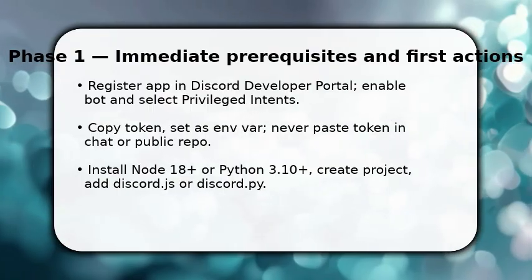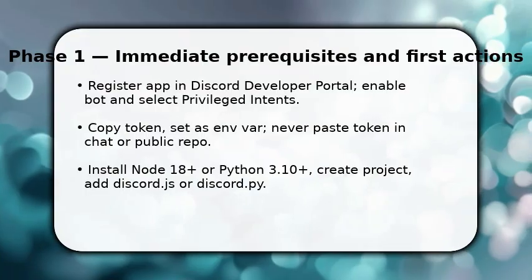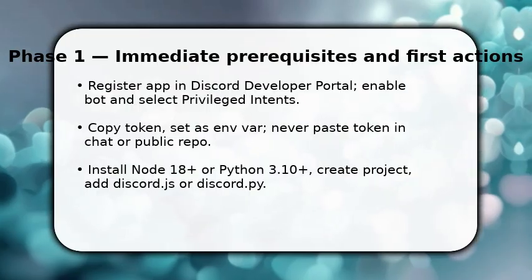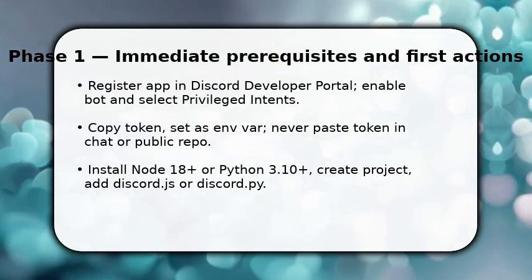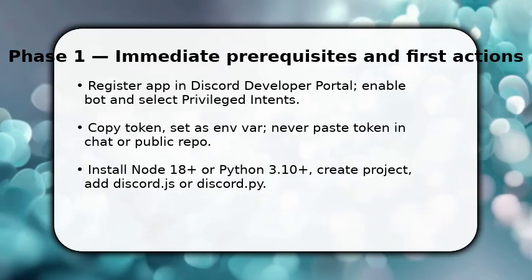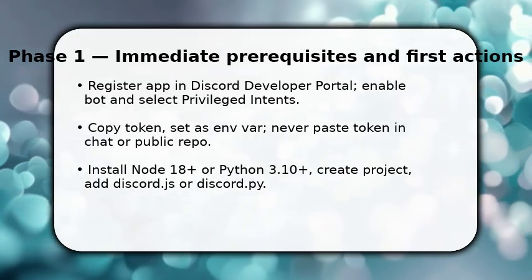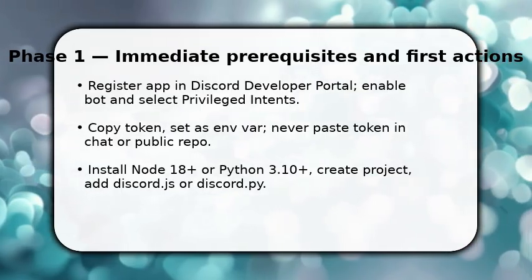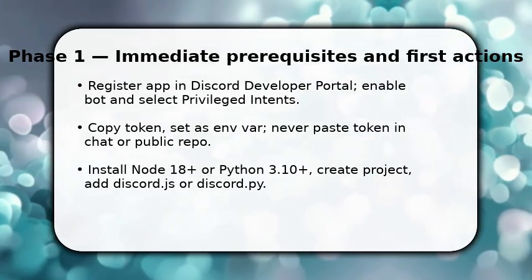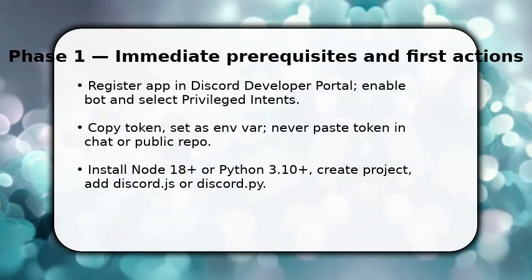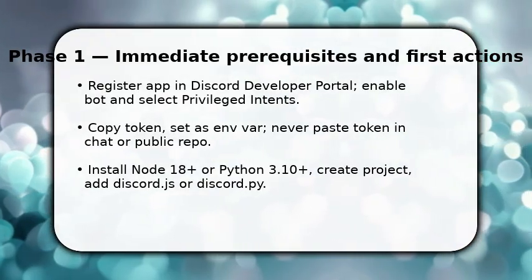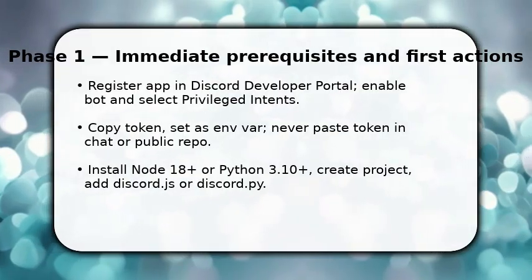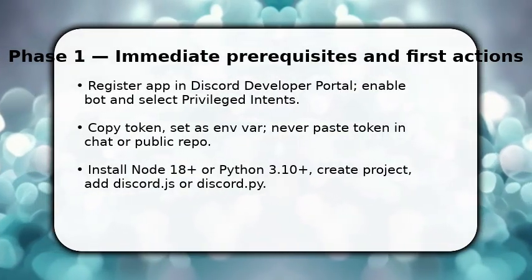You start by making the bot in the Discord developer portal and enabling the intents you need, because intents control which events you receive. Once done, copy the token and store it as an environment variable so you never expose credentials. Next, install Node 18+ or Python 3.10+, initialize a project and add Discord.js or Discord.py. This gets your runtime and core library in place, so you can write the first event handler and invite the bot to your server.